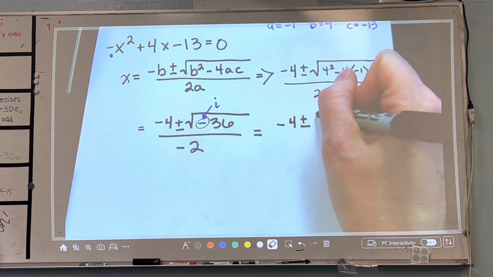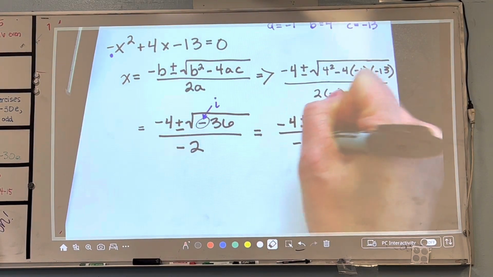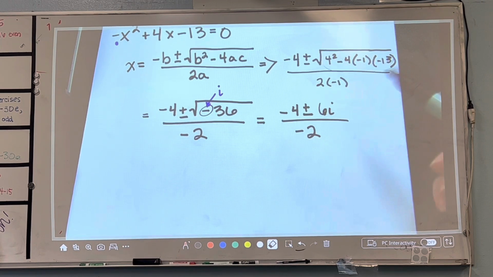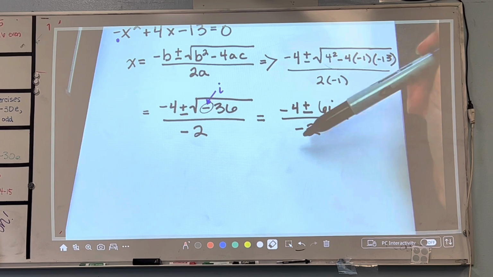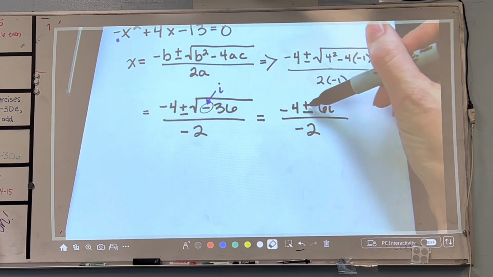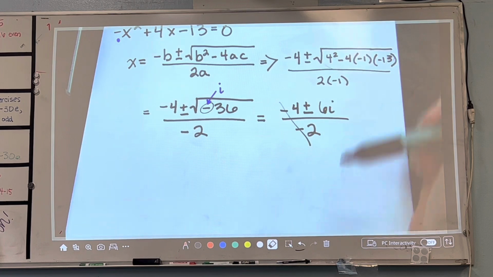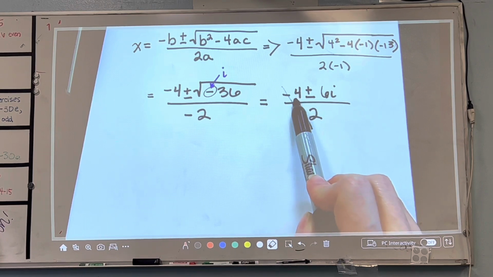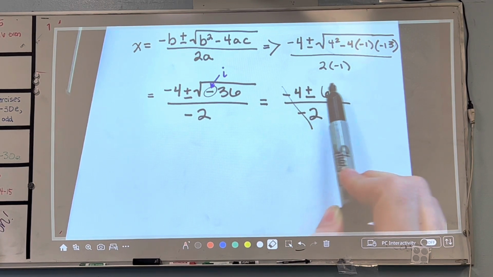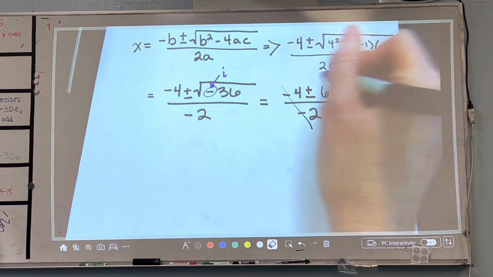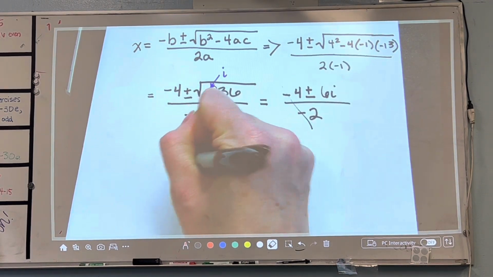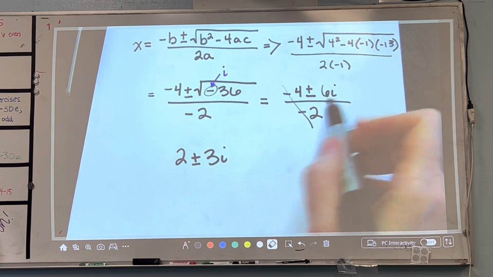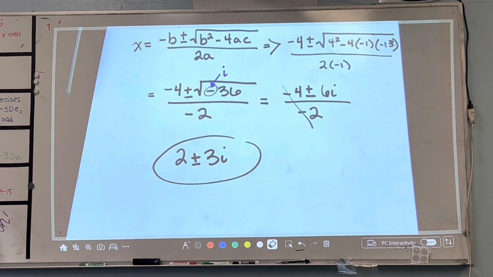So we've got 6i all over negative 2. Now, when you have a negative up here and down here, we can actually cancel those out, because it would just flip these, which is the same thing. So those can go away, the negative. Now, if all of these terms can be divided by the same number, we can simplify again. So we can divide everything by 2. This divided by 2 is 2, that divided by 2 is plus or minus 3i, and the 2 on the bottom is just 1. So that would be our final answer.